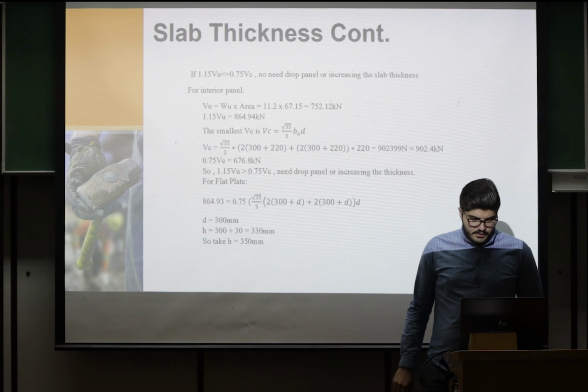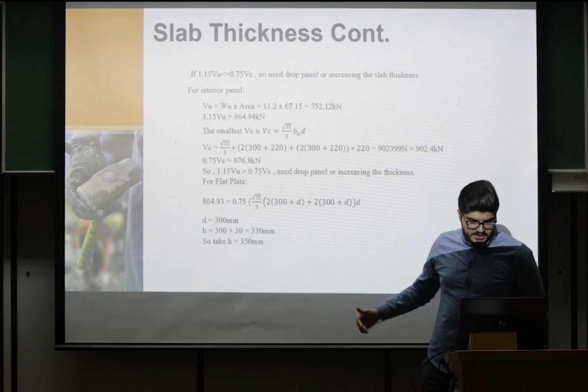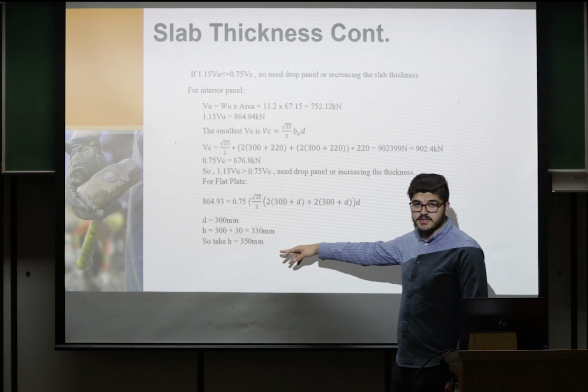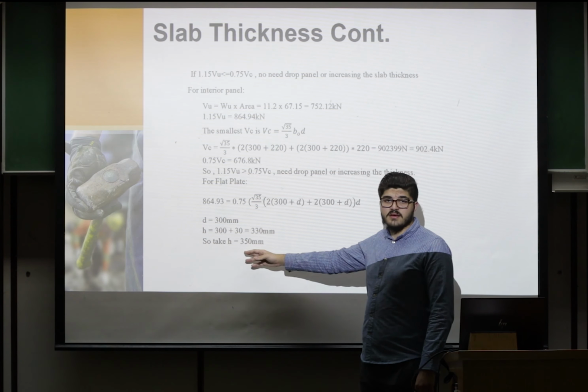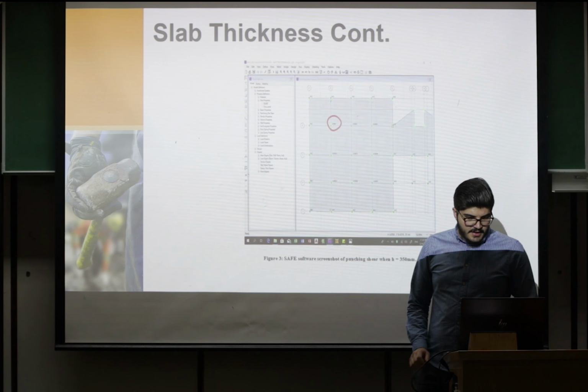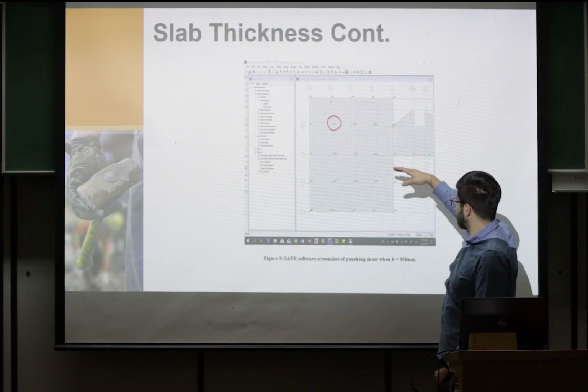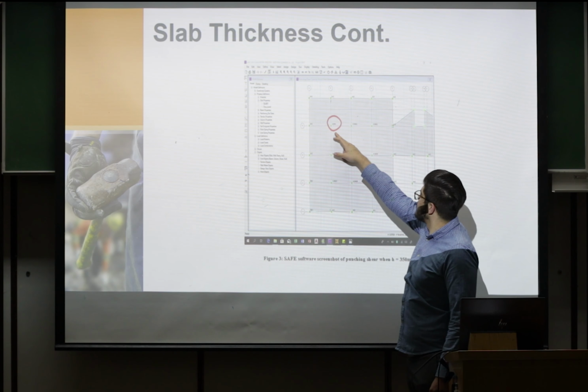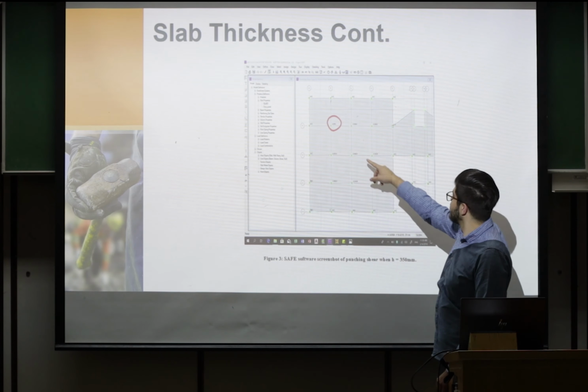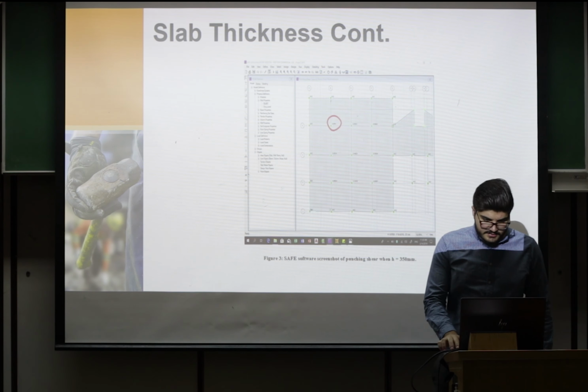Now going by the procedure, we have to find h. We found it until we got it 350 millimeter. And here it is in SAFE software. We have a screenshot for the punching shear, which is h 350 millimeter, and here it's 0.6.